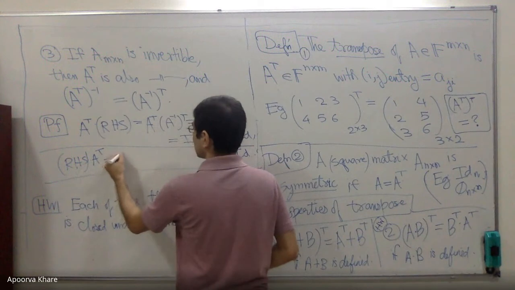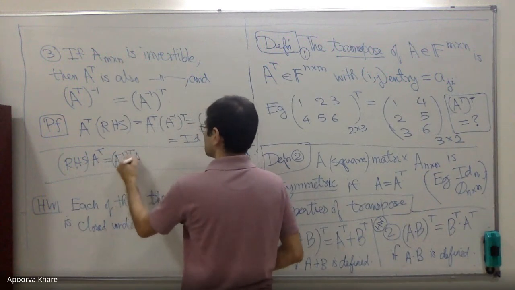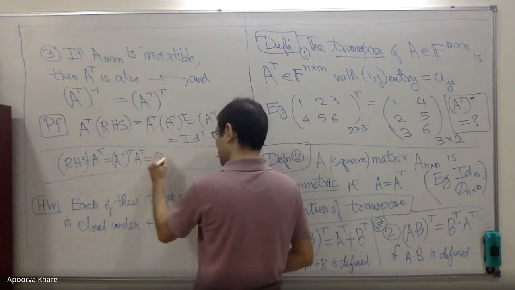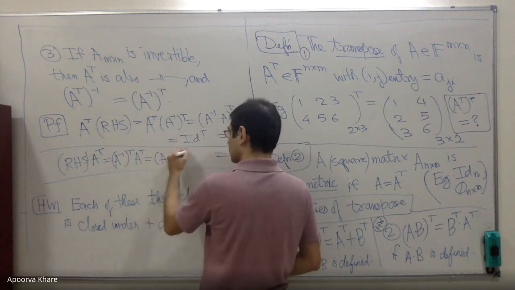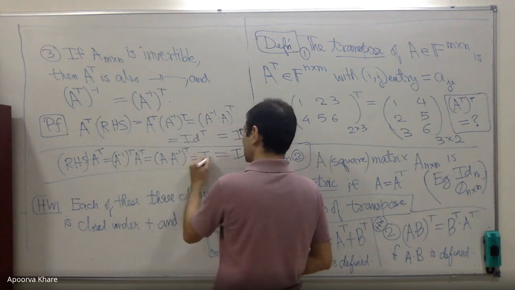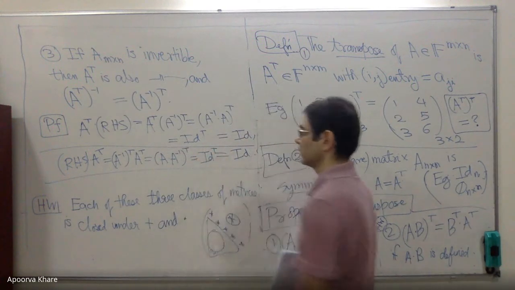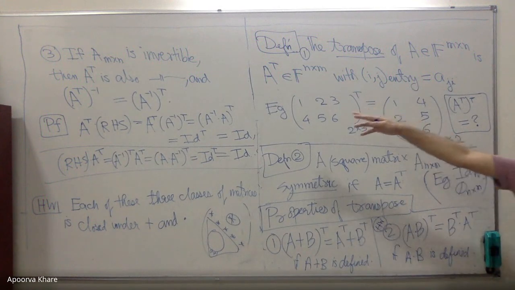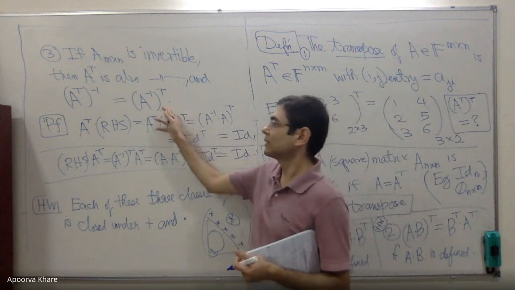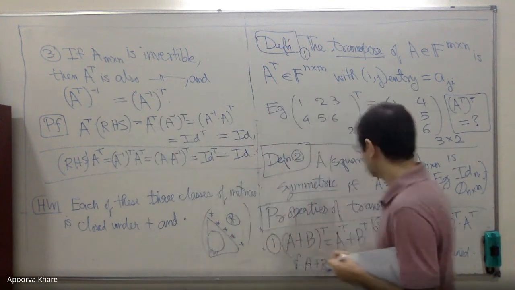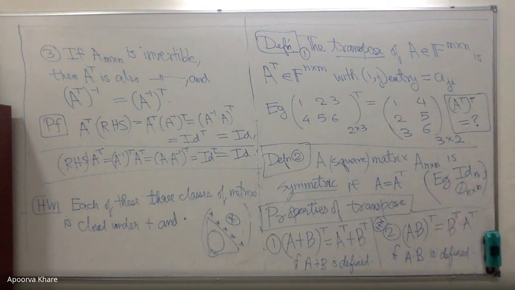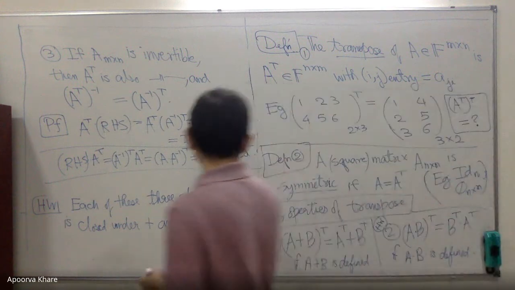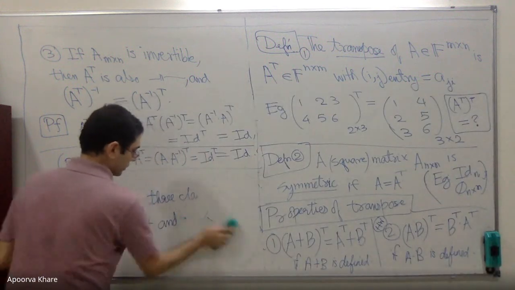This is A inverse transpose times A transpose, but that is equal to A times A inverse in the reverse order transpose, which is the identity transpose. It's there. And therefore, whatever this right hand side is, it satisfies the properties of an inverse. So it is indeed the inverse by the previous theorem that we proved.